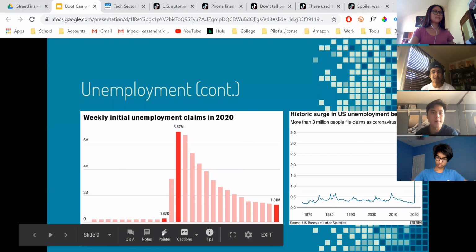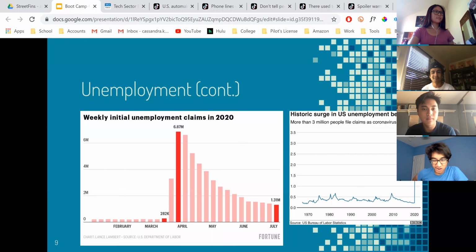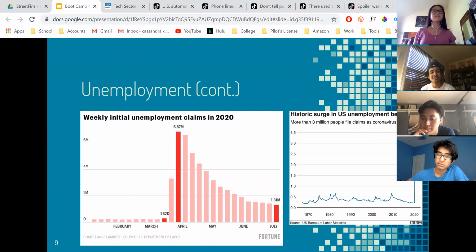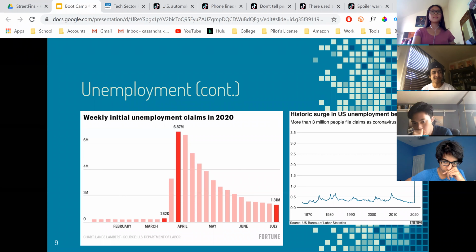Now, if we took a look at the graph on the right, we can see that over the last 50 years, around 0.25 to 0.75 million people filed for unemployment benefits on average. And this year, as you can see, there's a vertical increase up to 3.28 million. So unemployment this year has gone really historically bad. And as you guys know, that's obviously due to the coronavirus pandemic and shelter-in-place restrictions.